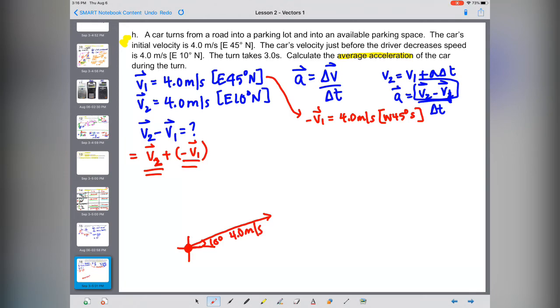Then I'm going to draw the second vector. We'll cross here. But this time, the second vector, I'm not drawing my V1 anymore. I'm drawing my negative V1, which is west 45 south. So it's going to go this way, west 45 south. Same length. This is 45, and this is 4.